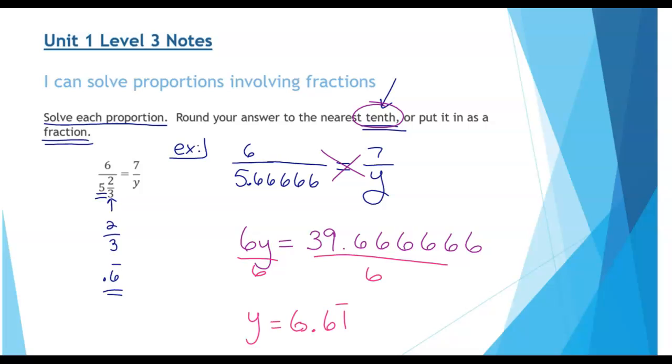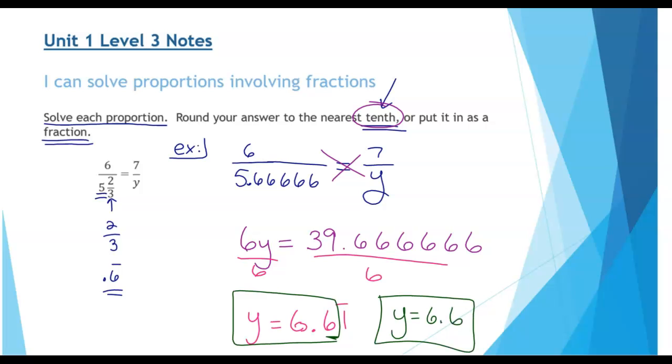6.611111. And it says round to the nearest tenth. Well, the tenth is here. So there's my answer. Y equals 6.6. Now let's look at how to do it as a fraction.